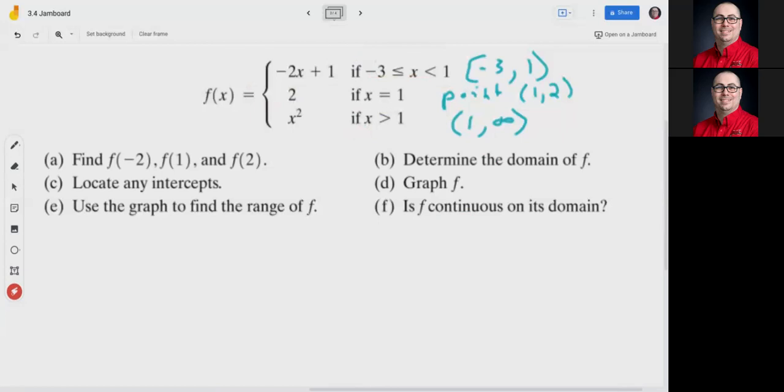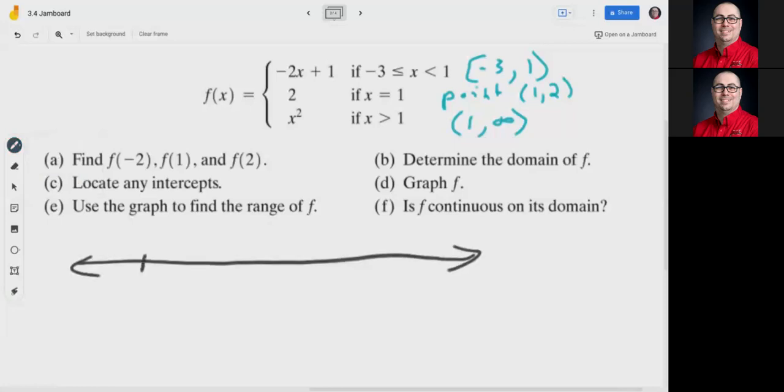And that's why I wrote this here on the side. It's defined for -3 to 1, including the -3 and not including the 1. Then it has this point that does include the 1. And then it goes from 1 to infinity. So if we combine those together, and we could do it on a number line to show you, let's just start at -4.